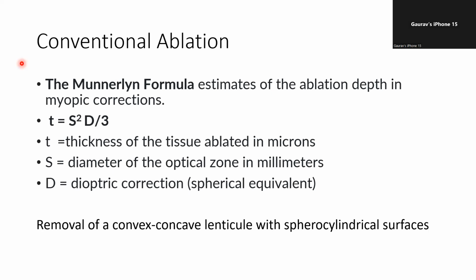The Muller-Lin formula, on which conventional ablation was based, estimated the ablation depth in myopic corrections as: thickness of the tissue ablated is equal to the diameter of optical zone in millimeters squared times dioptric correction, spherical equivalent, divided by 3. It essentially meant the removal of a convex concave lenticule with spherocylindrical surfaces.